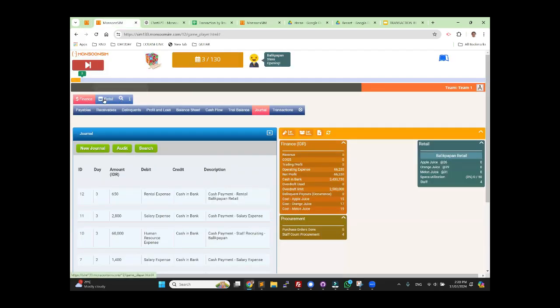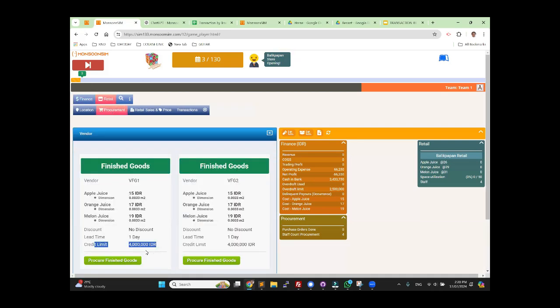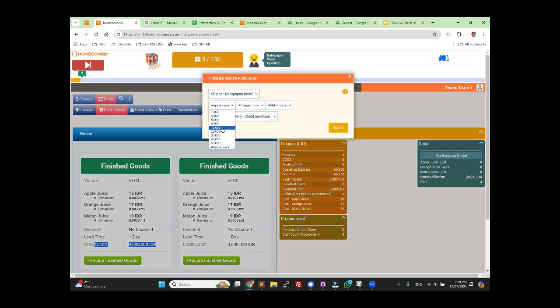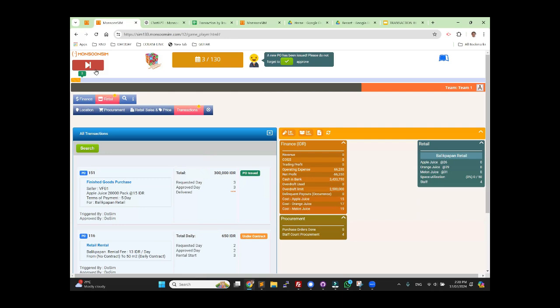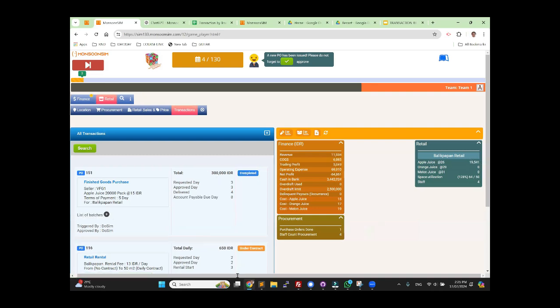Now I'm going to simulate me buying something. I have a credit limit of 4 million from this vendor. I'm going to buy something to Balikpapan. I'm going to go ahead and buy, say, 20,000 apple juice to Balikpapan. Okay, approve it. I'm going to click next day to simulate the shipment coming in. There you go. The shipment has come in and I've already got my product, right?